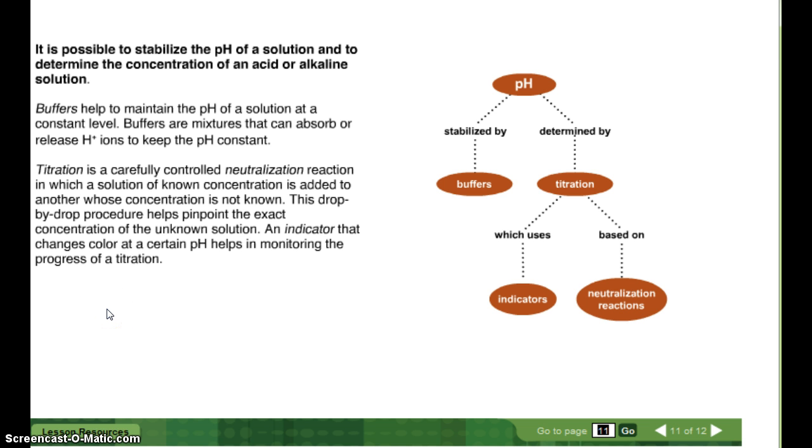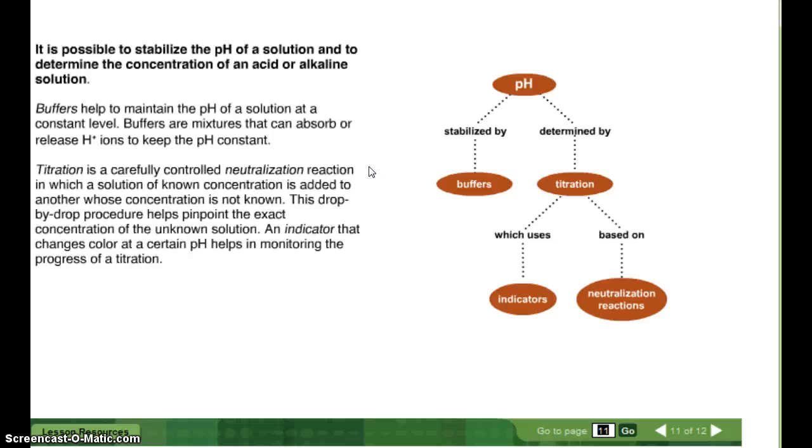It is possible to stabilize the pH of a solution and to determine the concentration of an acid or alkaline solution. Buffers help to maintain the pH of a solution at a constant level. Remember, not neutral, constant. Buffers are mixtures that can absorb or release hydrogen ions to keep the pH constant. Titration is a carefully controlled neutralization reaction in which a solution of a known concentration is added to another whose concentration is not known. This drop-by-drop procedure helps pinpoint the exact concentration of the unknown solution.